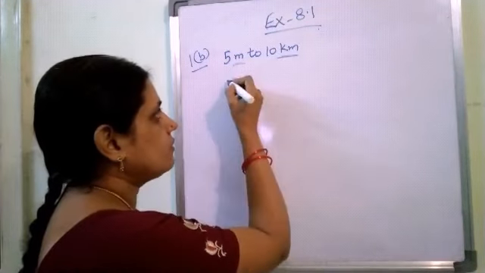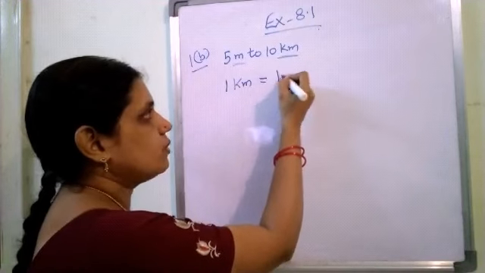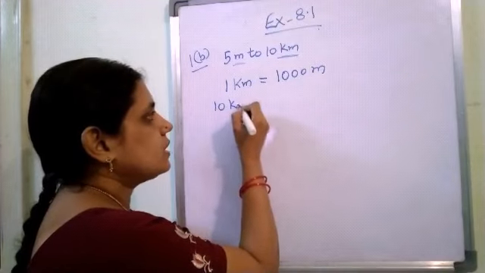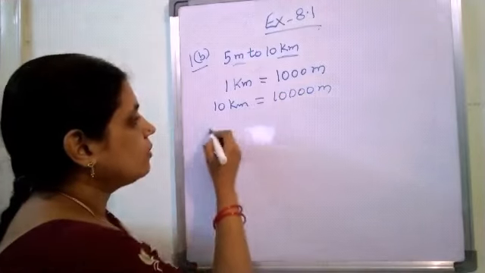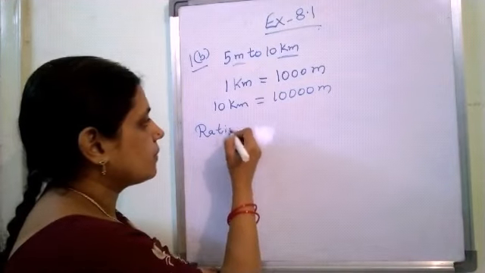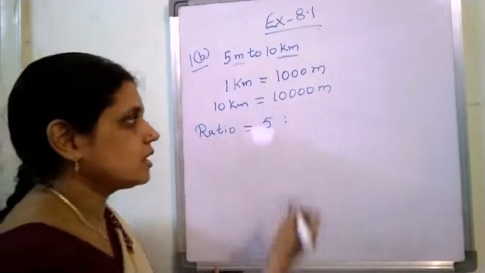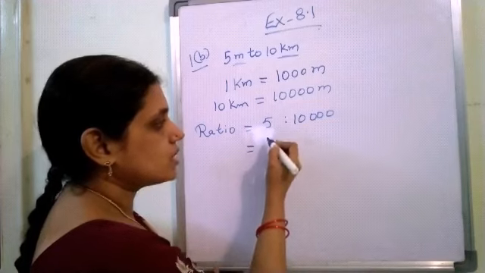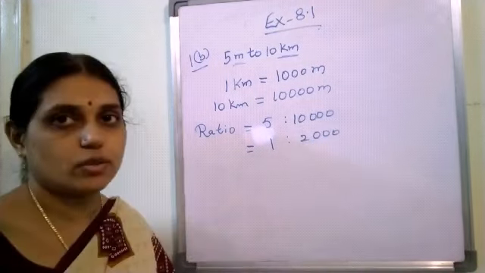So I want to convert 1 kilometer to meter conversion. 1 kilometer equal to 1000 meters. So 10 kilometers equal to 10,000 meters. Now what is the required ratio? Equal to 5. Now you need not write the units. 5 is to 10,000. So what is the simplest form? 1 is to 2000. Ratio has no units.